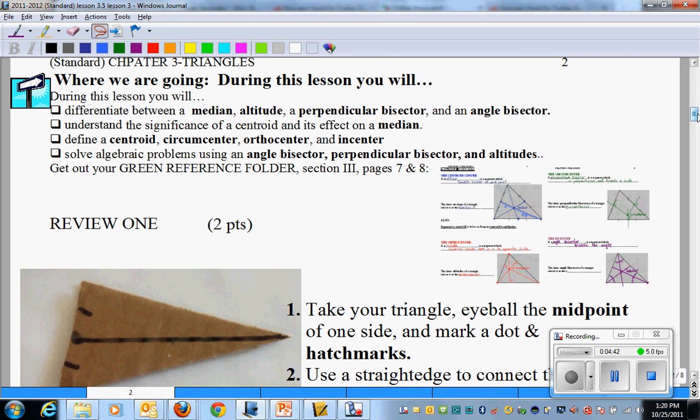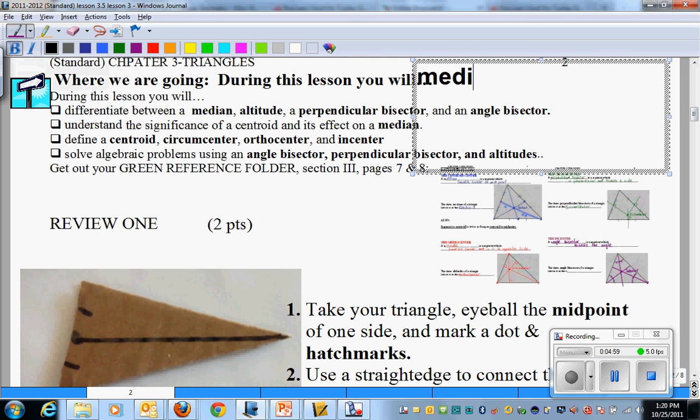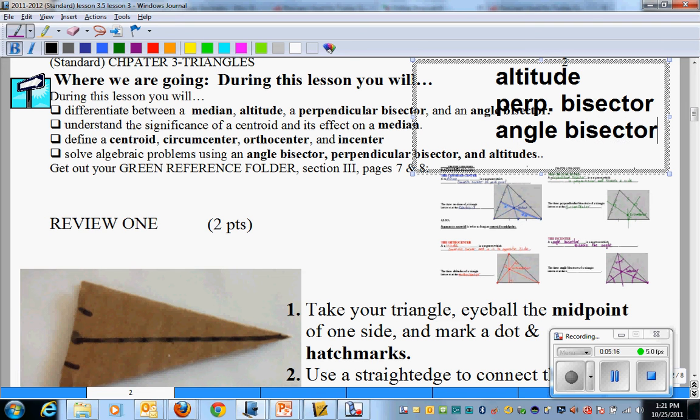Okay, students, I need your attention. 5, listen up. 4, 3, 2, 1. Put this list right next to this 2 here. I'm going to type it so it's easy to read. Okay, I'd like you to write this down. Median. Then altitude. Perpendicular bisector. And an angle bisector.